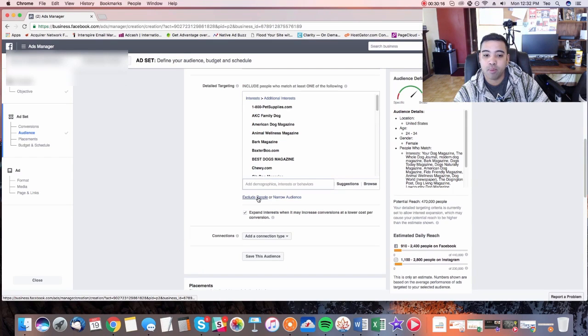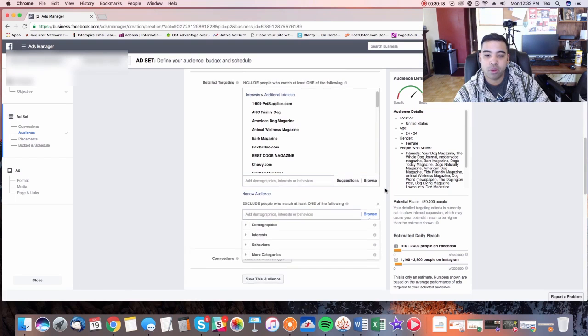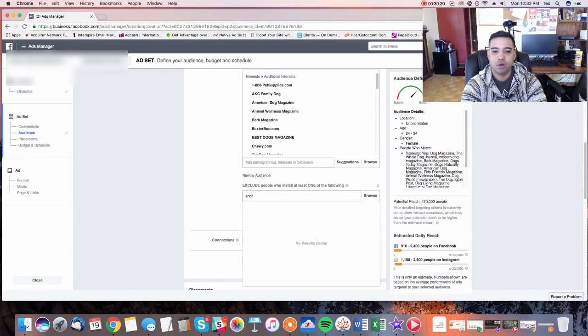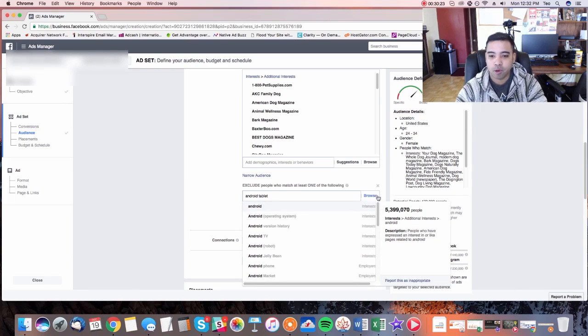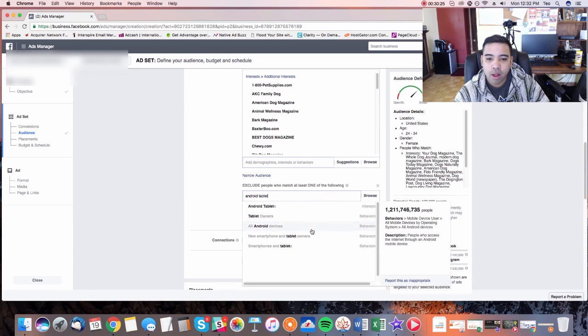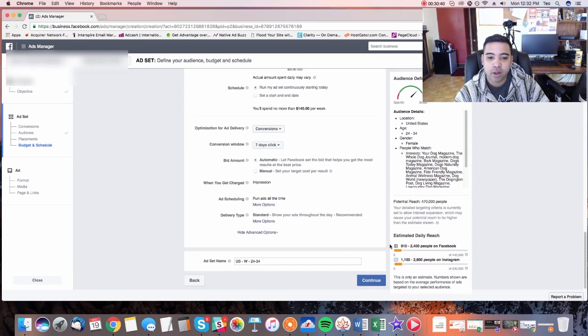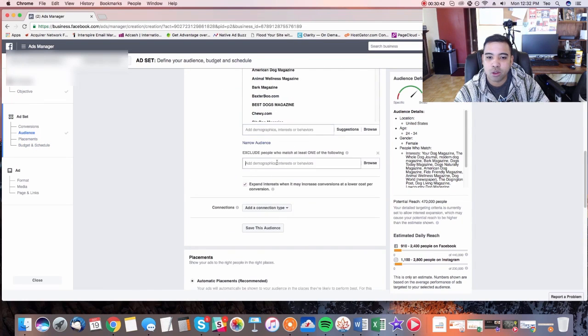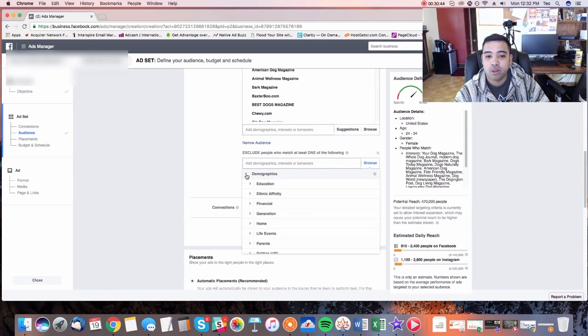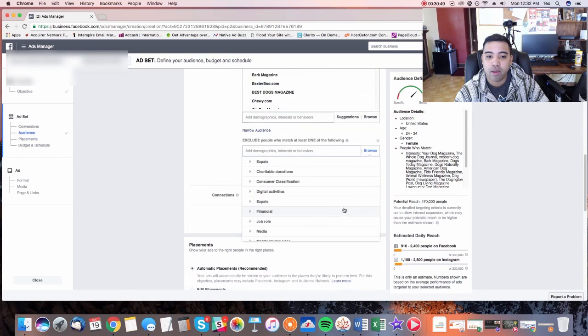You exclude people. For example, one thing you can exclude is something like Android tablet, all Android devices. We don't really want to do that; we want smartphone and tablet owners. Not really that, but let's go to just tablets, Android tablets right here. We want to exclude that, but that's just an interest. So we go down here, but you can use this exclude for other things as well. You can do demographics, interests, and behaviors. You have all the behaviors right here.